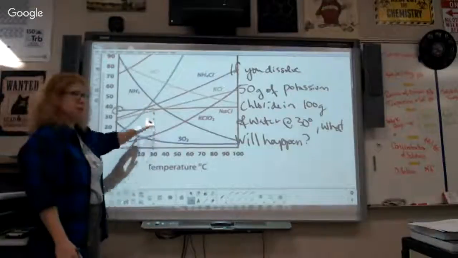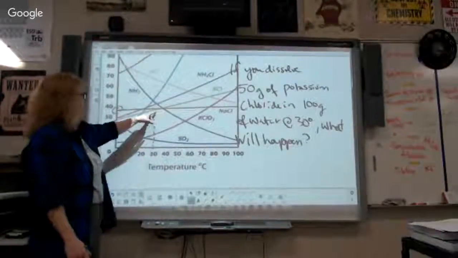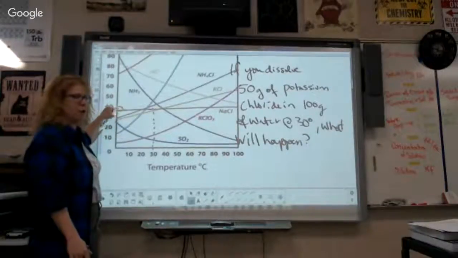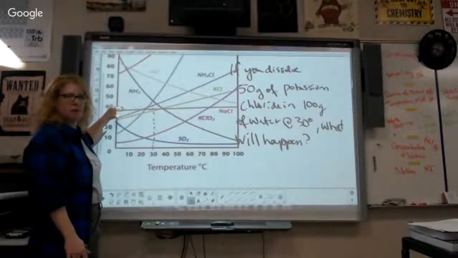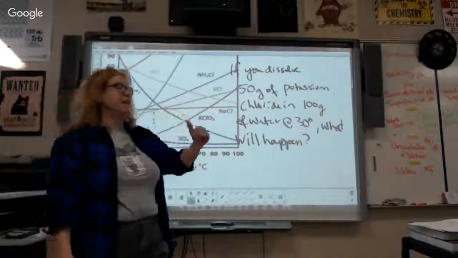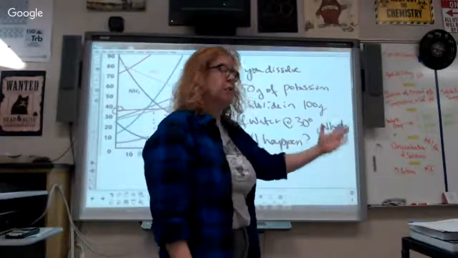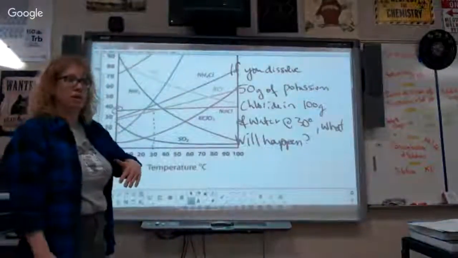And then this particular bit at 30 degrees C, about 35-ish, 37-ish, whatever you want to call it, between 35 and 40 grams of potassium chloride will dissolve. If you dissolve exactly that much, it's a perfectly saturated solution. No more can dissolve, but no extras left over either.